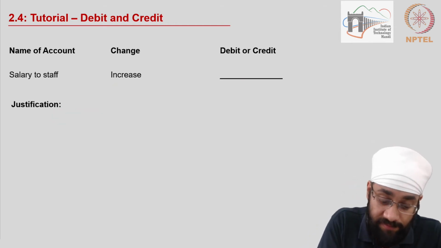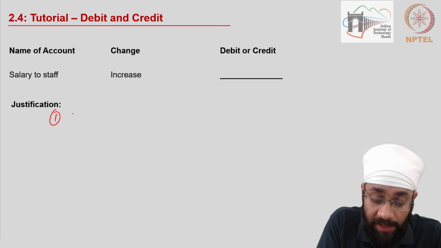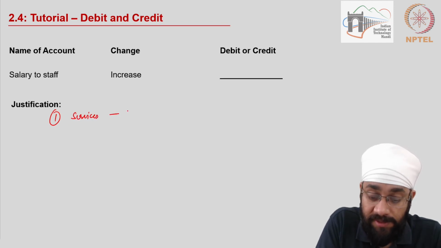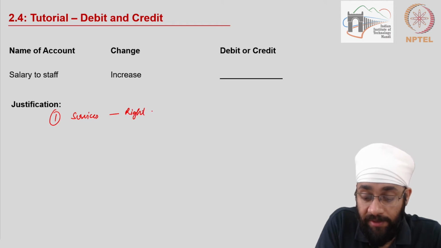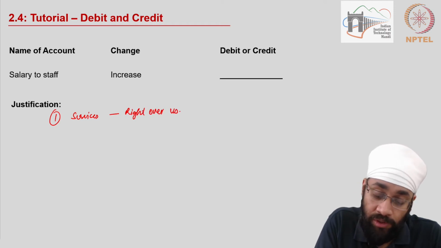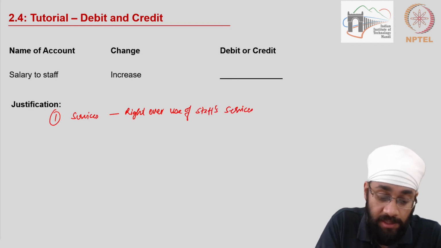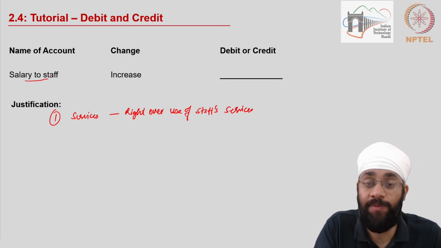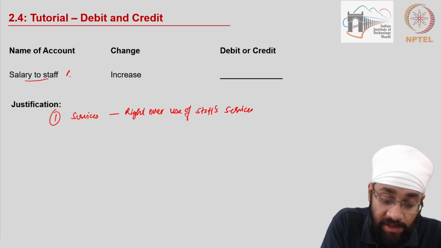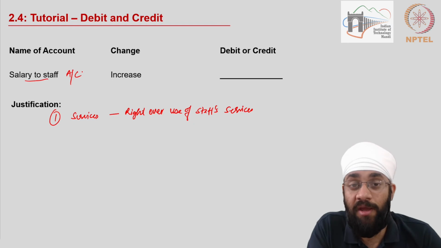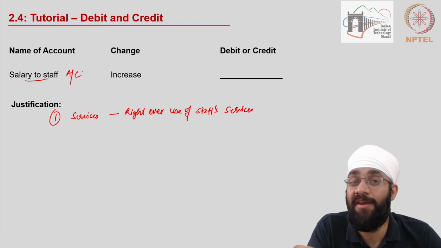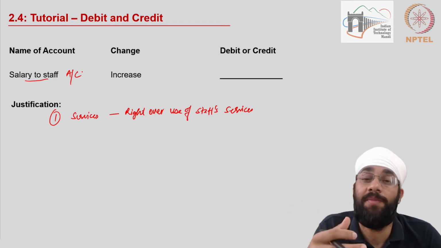Salary to staff. Salary is being paid for the services. So the business has a right over the use of staff services. That is what it means. When the salary has been paid, when you say salary account is increasing, it does not mean monthly salary has a 10% increment. It does not mean that.